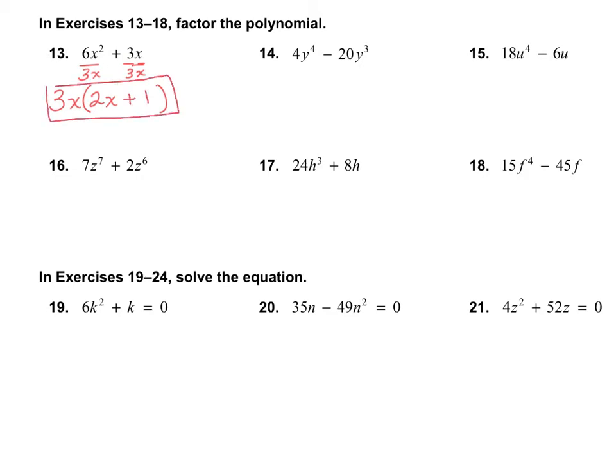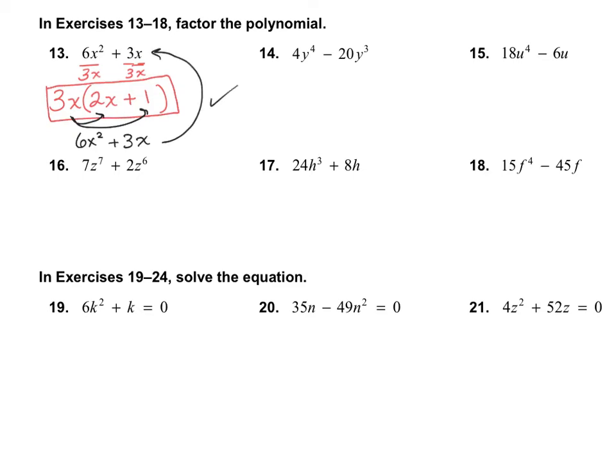And I would suggest when you do these problems, you double check it by multiplying it back in and see if you get what you started with. 3x times 2x is 6x squared, and 3x multiplied by 1 is 3x. And since that does match what we started with, we know we got it right.